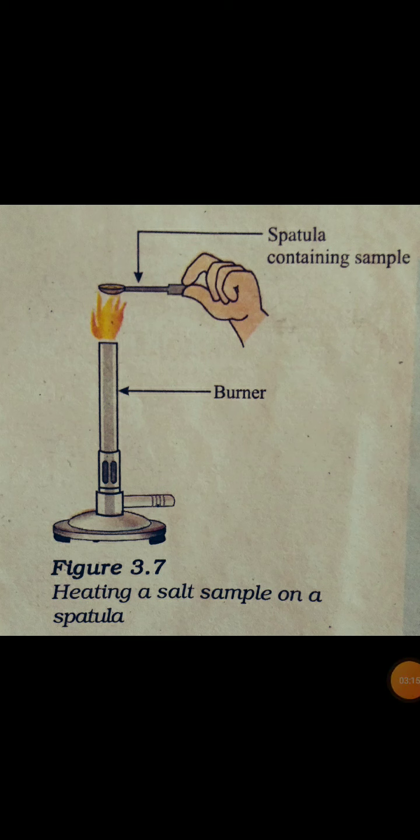Let us learn the next property. For that, we need to take a small amount of a sample on a metal spatula and heat it directly on the flame. One by one we have to repeat this with all samples. We take a small amount of the ionic compound on a spatula and heat it directly on the flame of the burner. Then we need to observe.